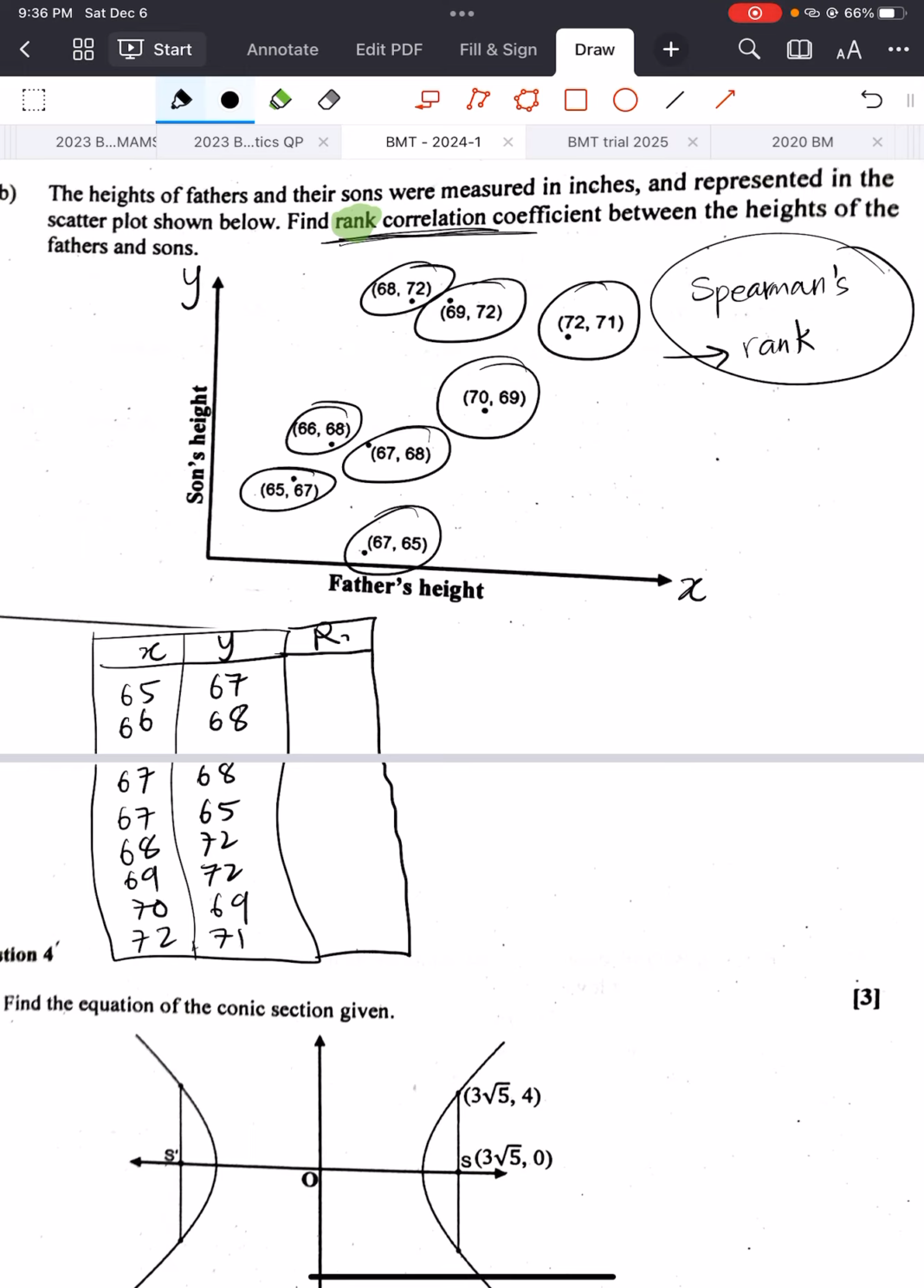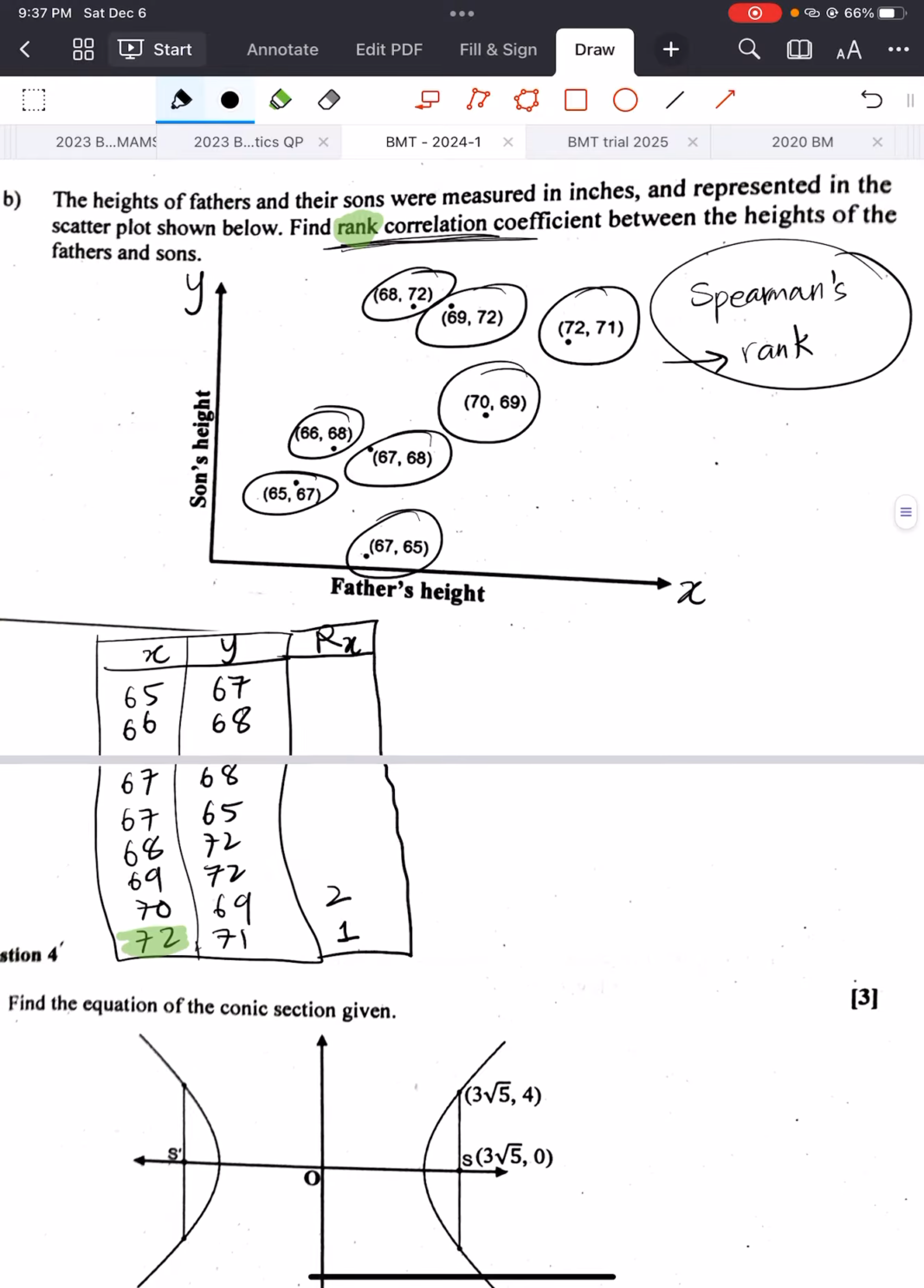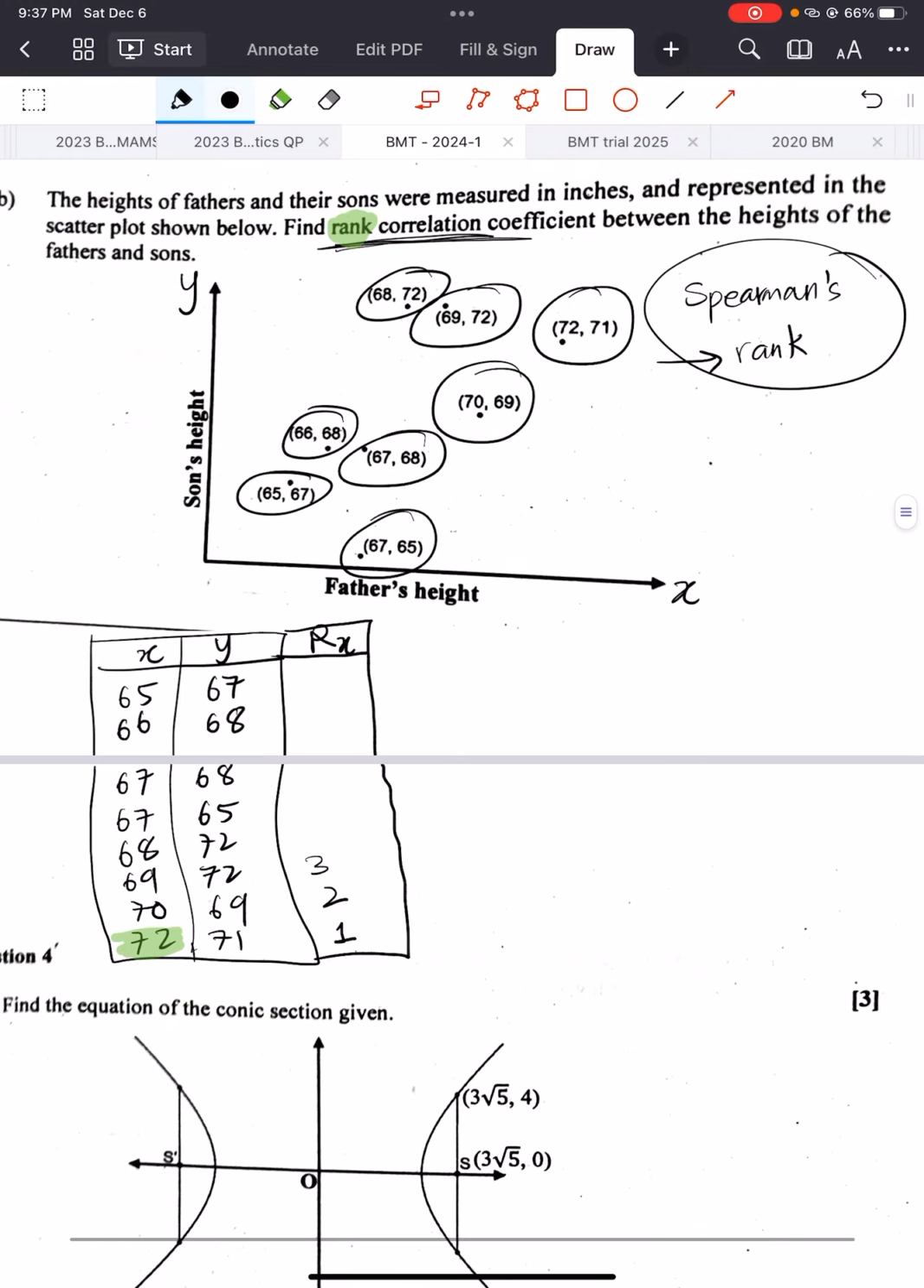So let's say this is rank of x. Which one is the highest? 72 is the highest, right? Which means position 1. Then the next is 70, which is rank 2. Rank 3 is 69. Then rank 4 is 68. Now for rank 5, we have two values here, 67, 67. So actually this should be rank 5 and 6.